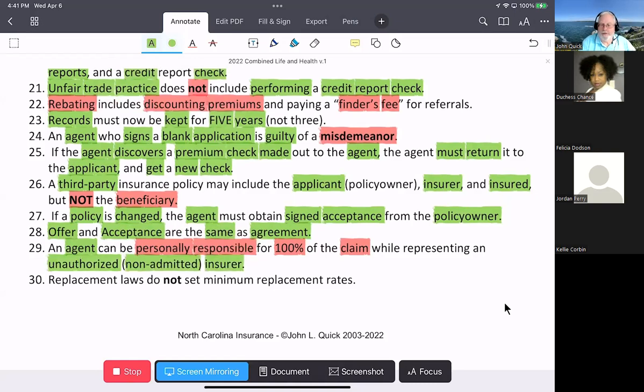Now, replacement laws are designed to do what? Protect the public interest. They want to protect the public. But they certainly do not set minimum replacement rates. You must replace a certain number of policies. That would be pretty stupid, wouldn't it? That's probably a stupid distractor somewhere.